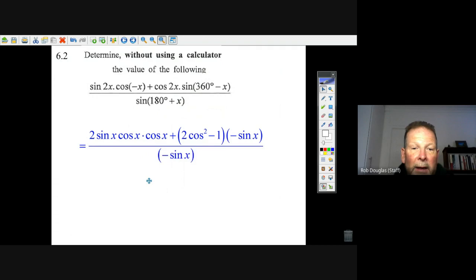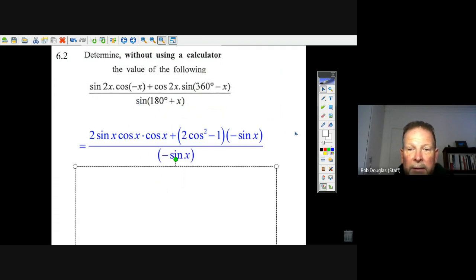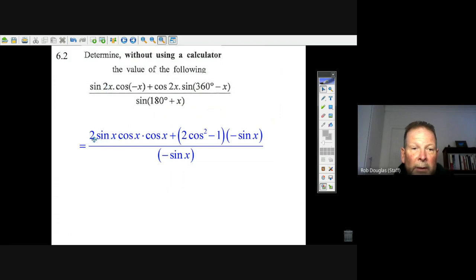This is what I did. I knew that the sine of 2x was really 2 sine x cos x. And then I see that the sine of 360 minus x is really minus sine x. And the sine of 180 plus x is minus sine x.